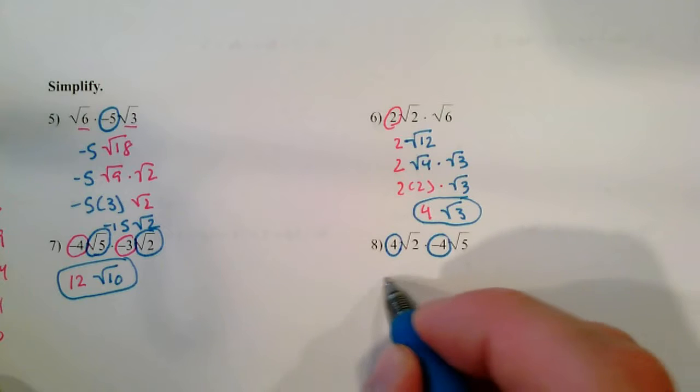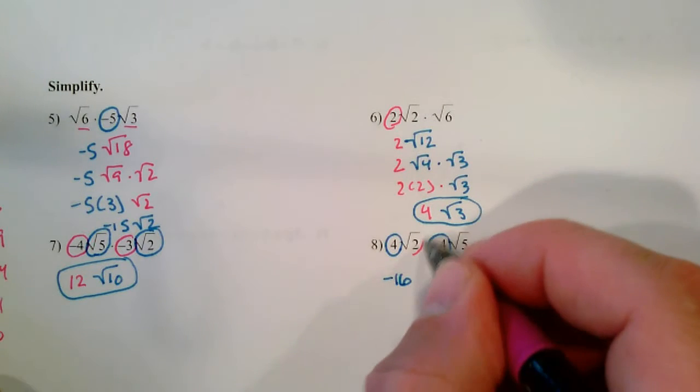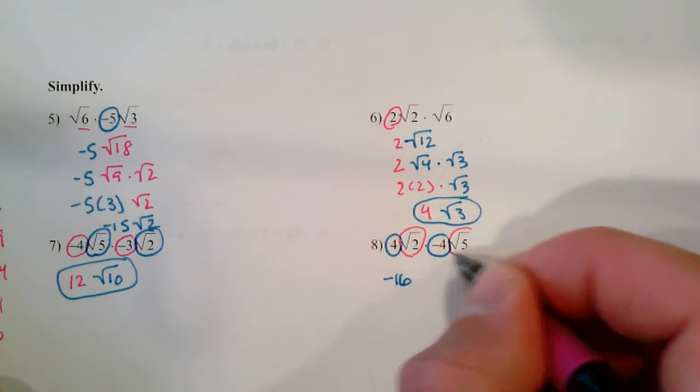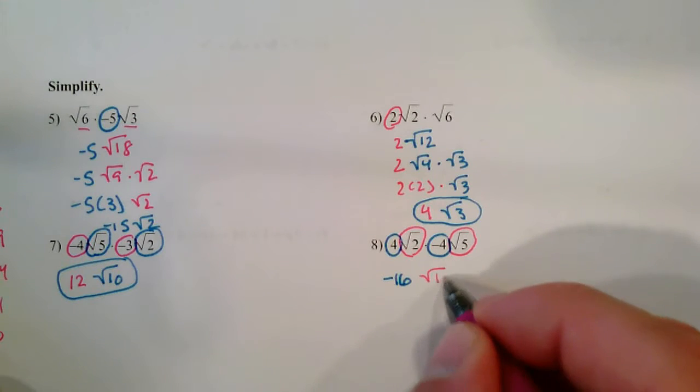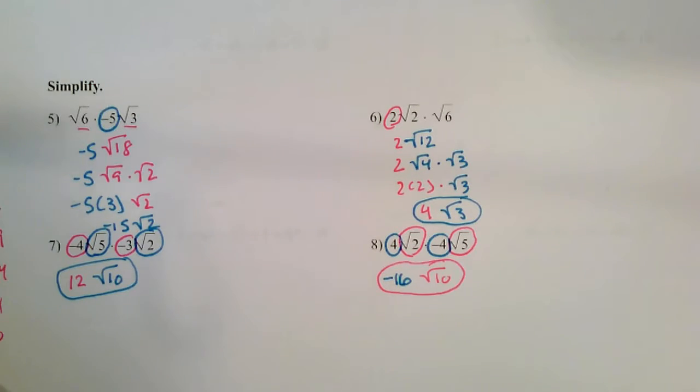Next we've got a 4 and a negative 4. 4 times negative 4 is negative 16. And then again we've got square root of 2, square root of 5, square root of 10. We already checked. Can't reduce that anymore. We're done on that. All right, let's do some equation solving.